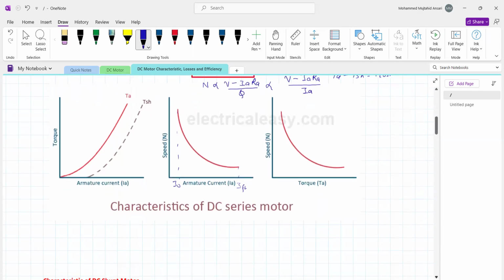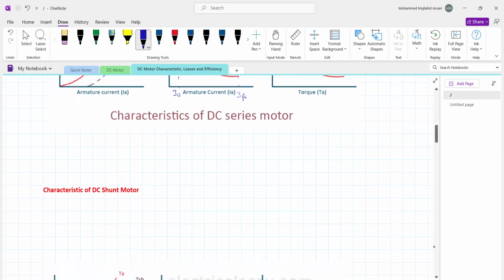Now we will consider the DC shunt motor. Here, for the back EMF, we can write the equation again. The speed N is directly proportional to V minus IARA divided by flux phi, and speed is inversely proportional to the armature current, IARA divided by armature current.